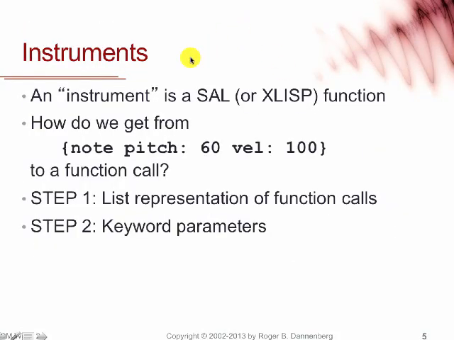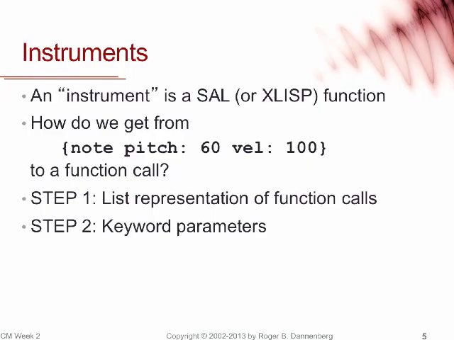All right, what are instruments? An instrument is just a SAL or an XLisp function. And so the question is, how do we get from a sound expression, like the list note pitch 60 vel 100, how do we get from that to a function call? And so there are 2 steps. First of all, we need to understand how function calls can be represented by lists. This is a Lisp concept, but we're using it here for scores in SAL. And we need to talk about keyword parameters.